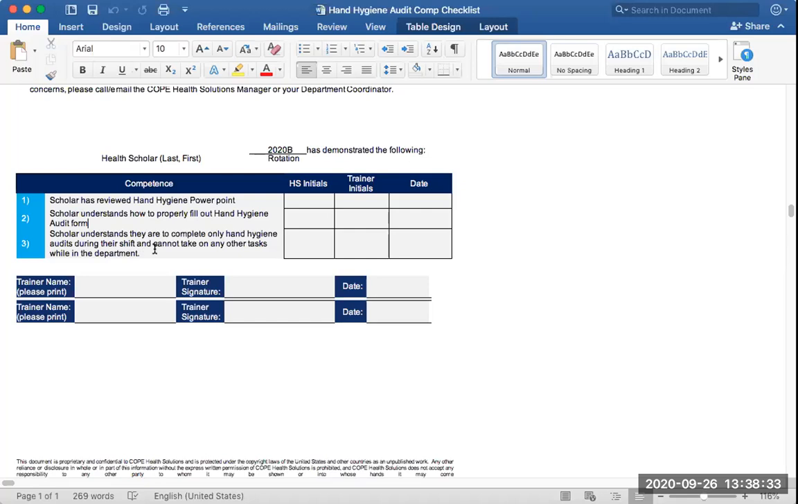If it becomes a problem where you feel that it needs to be addressed, you can always leave me a comment in your checkout when you check out of Core. And you can also email me and we will go from there. You would put your trainer's name here and the trainer signature. This is where you would initial, and then the date that you completed these, the trainer's initial.